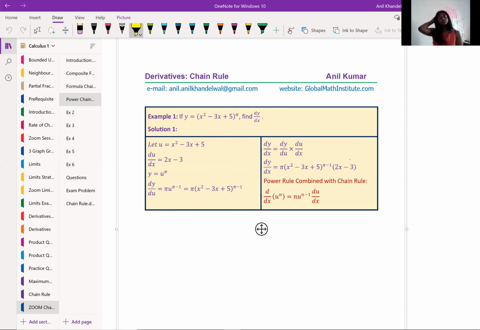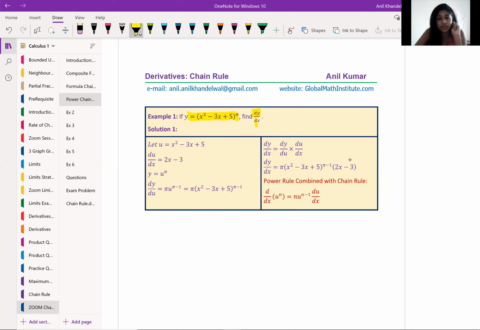Next, we'll talk about the application of the chain rule. We have already seen how to combine the chain rule with the power rule, so this example is exactly based on that. You have y equals (x squared minus 3x plus 5) to the power of pi. You need to find dy/dx.